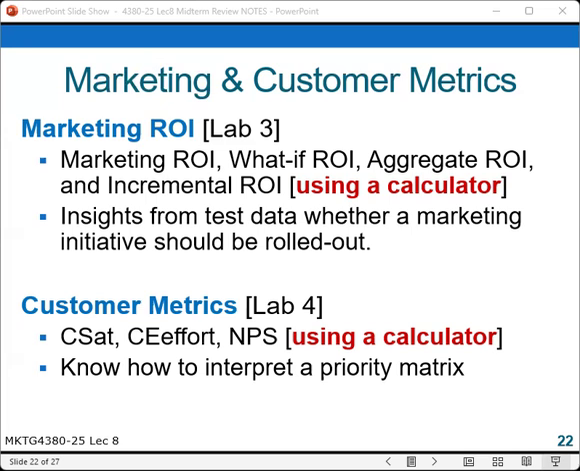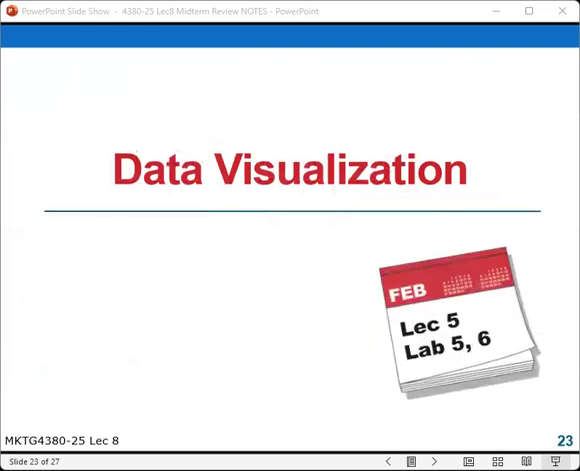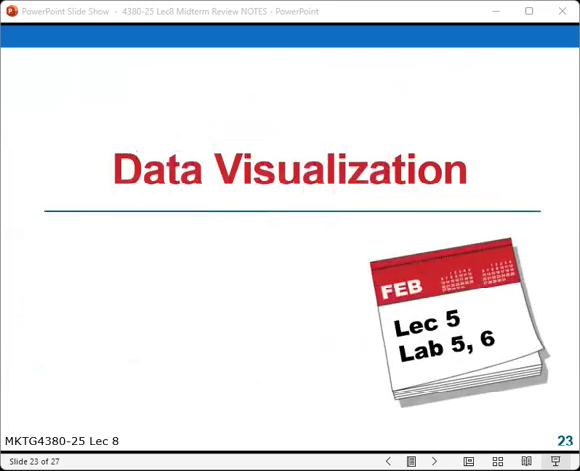We also looked at customer metrics in Lab 4, and that was when we had the CSAT, the customer effort score, the Net Promoter Score. Net Promoter, it's easier if you have a calculator. You just have to remember how the Net Promoter Score was calculated, and also how to interpret a priority matrix, everything that we did in that lab. That brings us on to data visualization, lecture 5 and labs 5 and 6.